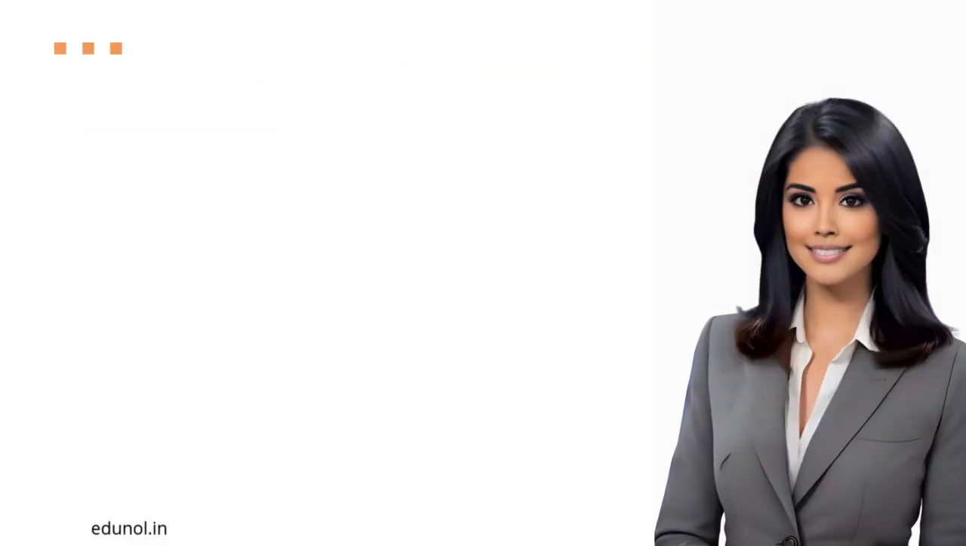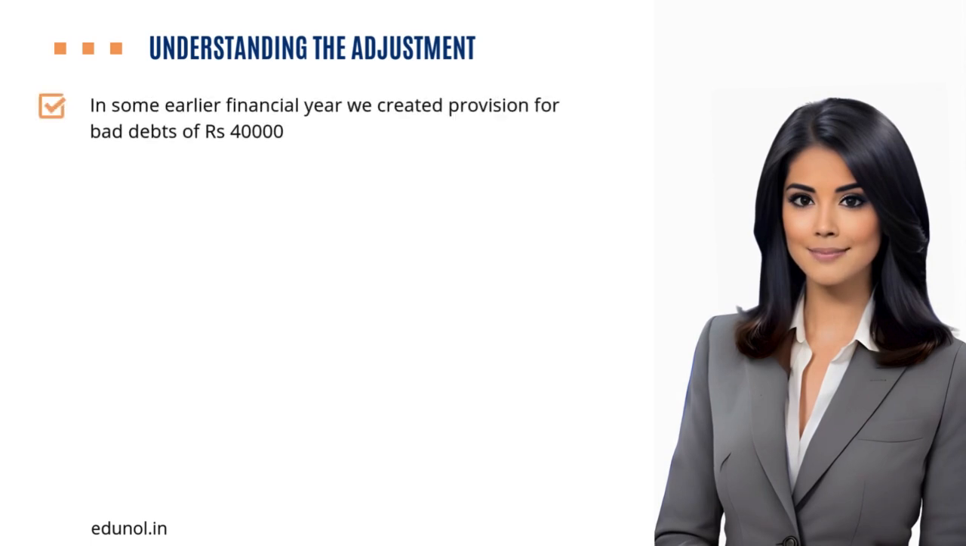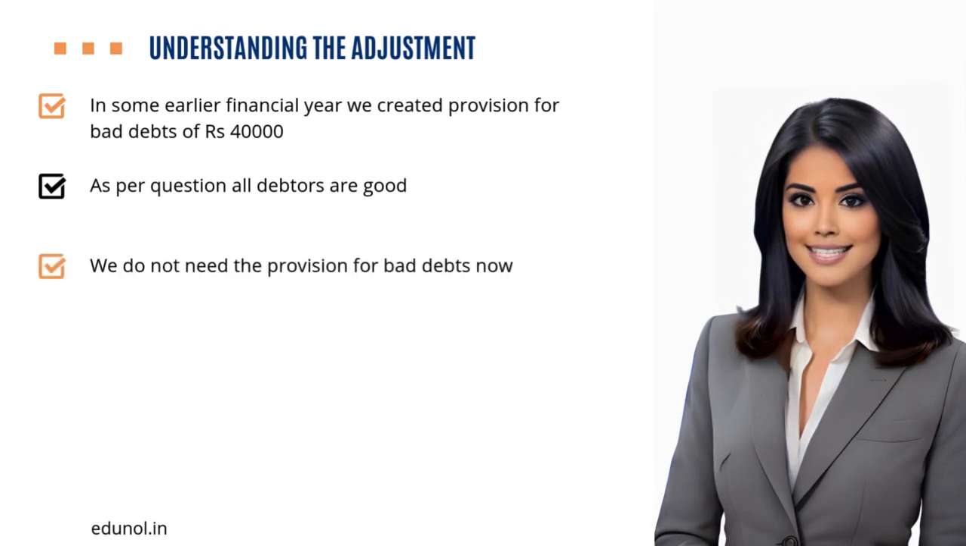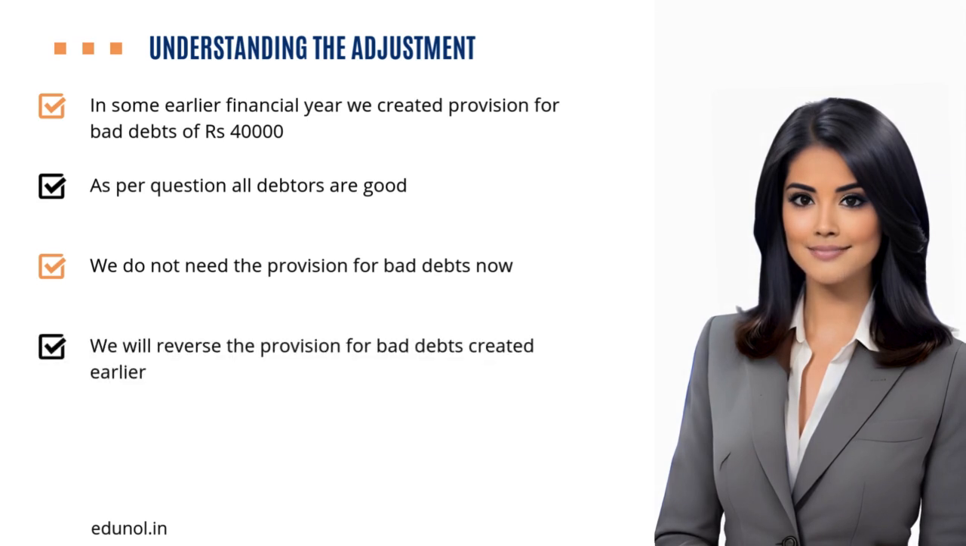Next we come to understanding the adjustment. In the past, we made a provision for bad debts of 40,000 rupees which is appearing in the balance sheet. Now as per the question, all debtors are good. It means there is no need for provision for bad debts now. So we will reverse the provision created earlier. Since bad debts was a loss booked earlier, but will not happen now, so there will be a revaluation gain.